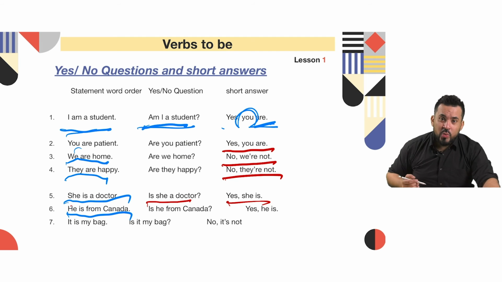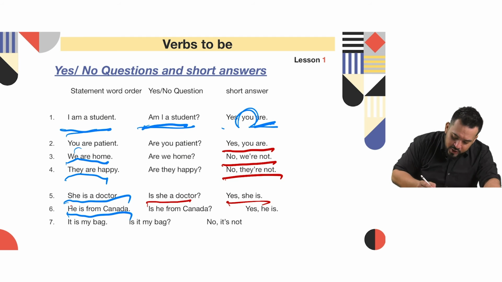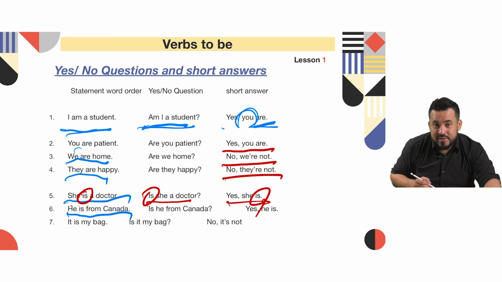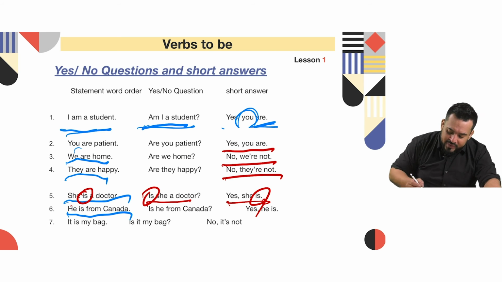Okay, but whether it's positive, we say yes. If it's negative, we say no. We use the exact same verb to be from the question. So here, the verb to be is "is", and in the question, it's "is", so in the answer, it still is.